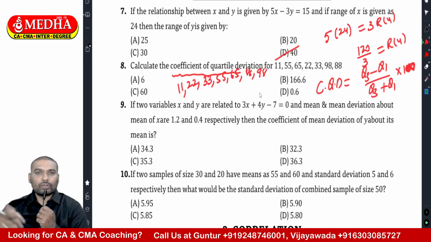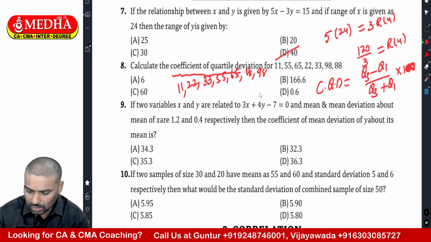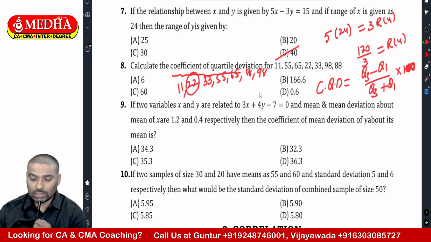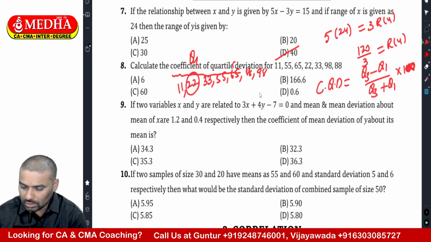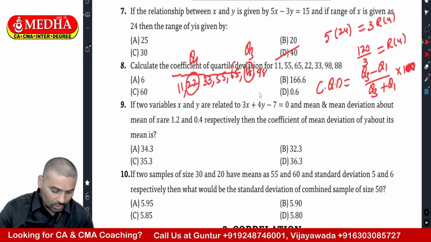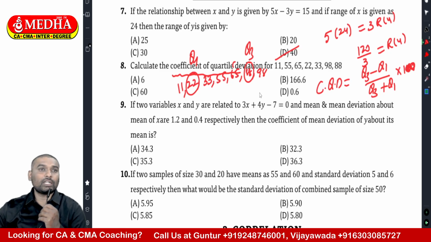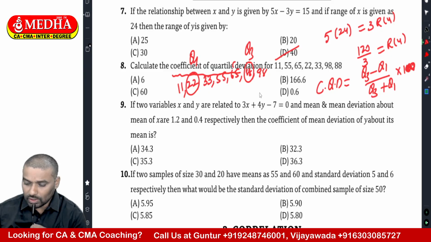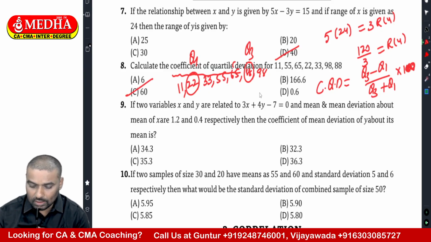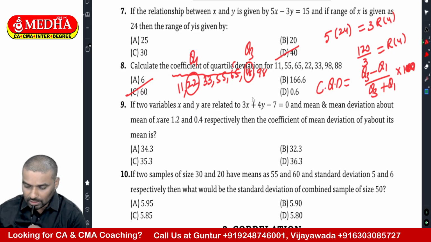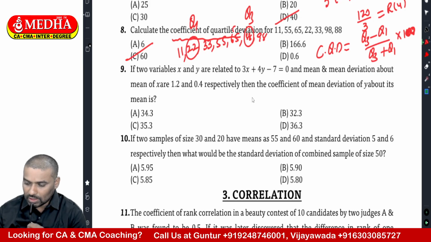Here n is 7, 7 plus 1 is 8, 8 by 4 means 2. That means the second observation. This is Q1. And sixth observation, 88, this is Q3. So Q3 minus Q1 divided by Q3 plus Q1, 88 minus 22 divided by 88 plus 22 into 100. Then we get coefficient of quartile deviation is 60. Option C is correct.